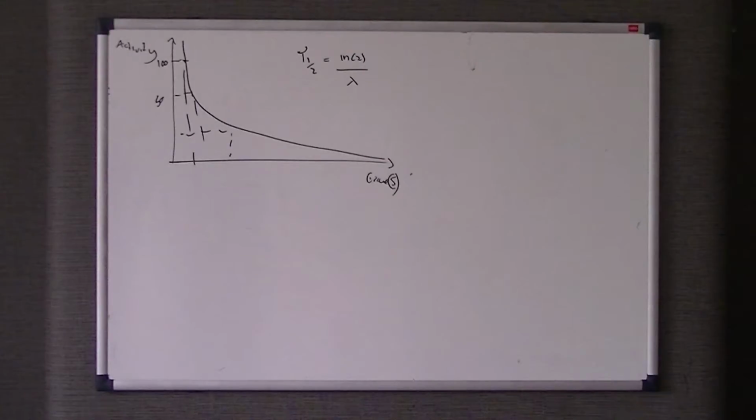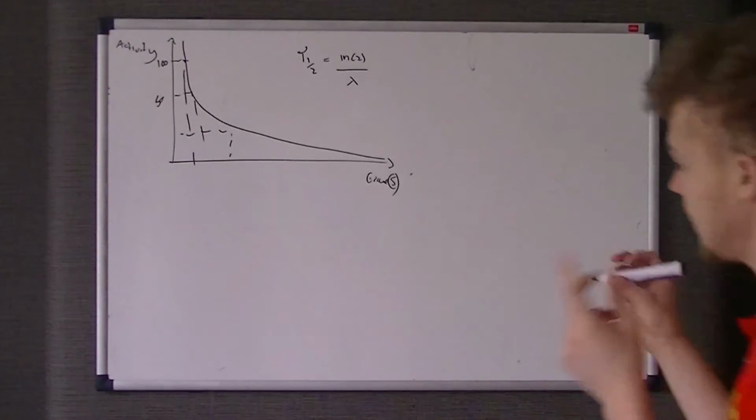First thing I want to do is talk about activity. Now, we said the current was proportional to the activity. Okay, we were looking at the Geiger tube. But what actually is the activity of a substance? Well, the activity of a substance is just the decay per second.